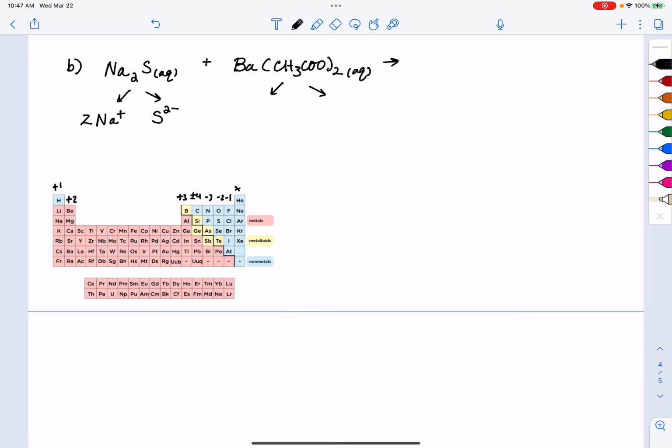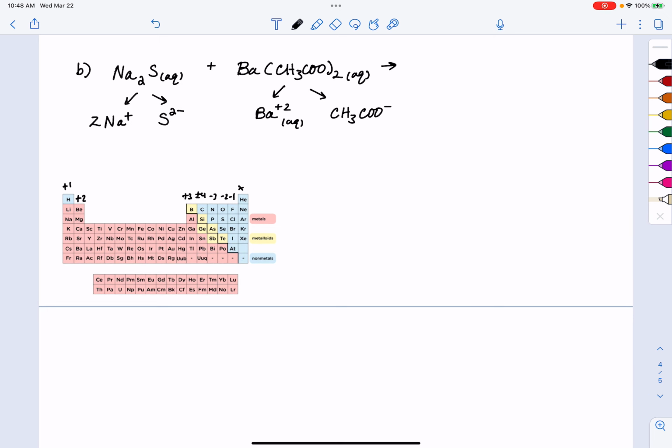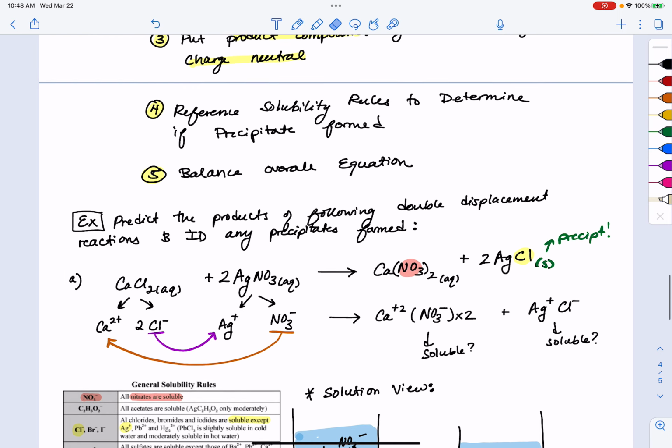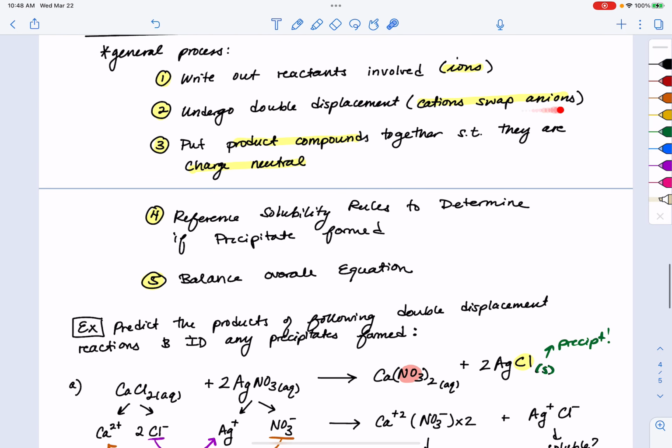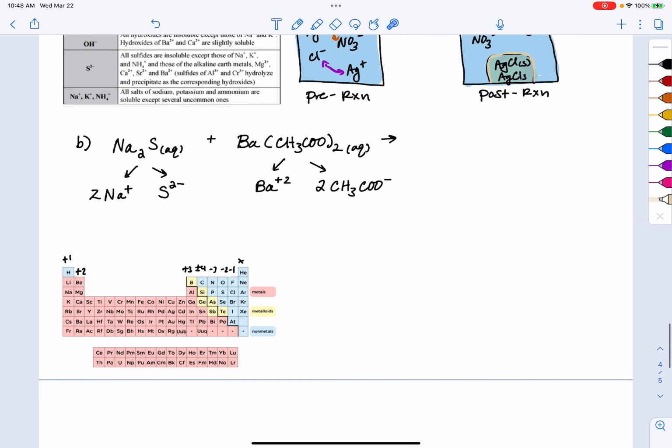Okay, barium, Ba. This is in our second column, so this has a +2 charge. And it is with the acetate polyatomic ion, which we know from memorization has a -1 charge. So we create 2 acetate ions in solution when we dissolve barium acetate. And now we need to look at what's next, which is swap your anions, or do the double displacement.